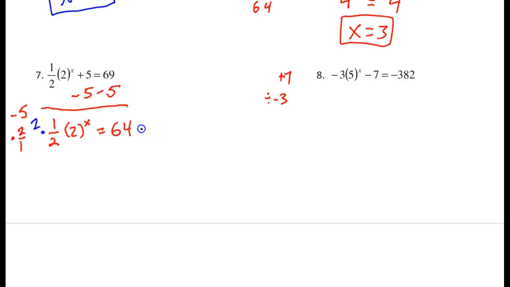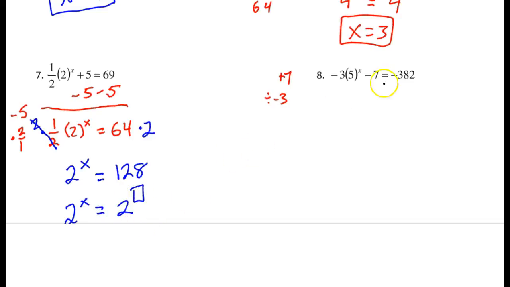Divide both sides by 2. We have 2 to what power equals 128? So you have to figure that out. 2 to what power equals 128? I'll let you come up with those.